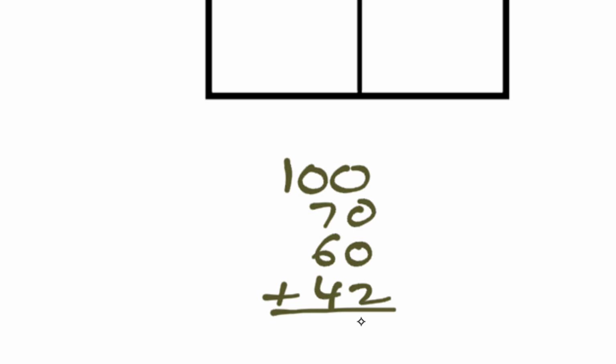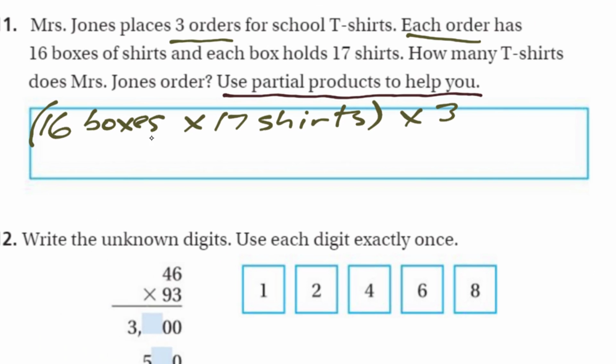Add them all together. I get 2. Now I have 10, and then that's 17. Carry the 1. So I end up with 272. So this here, I could actually draw and say that that's 272. That's just one order. That's a lot of shirts. Now I have 3 orders. So I'm going to multiply that by 3.